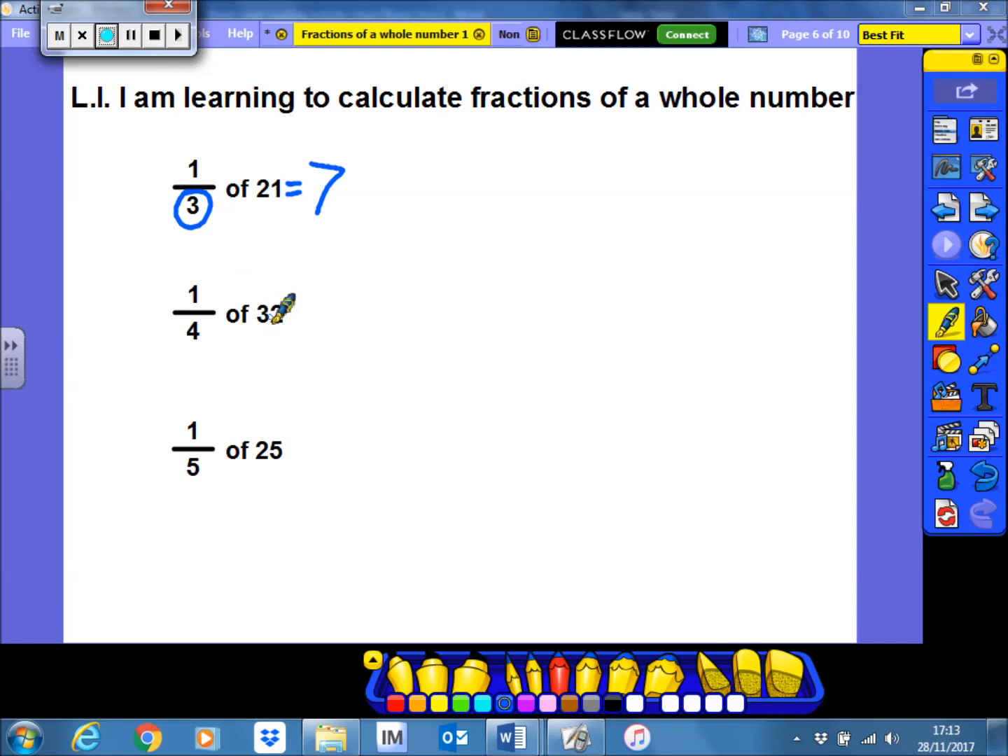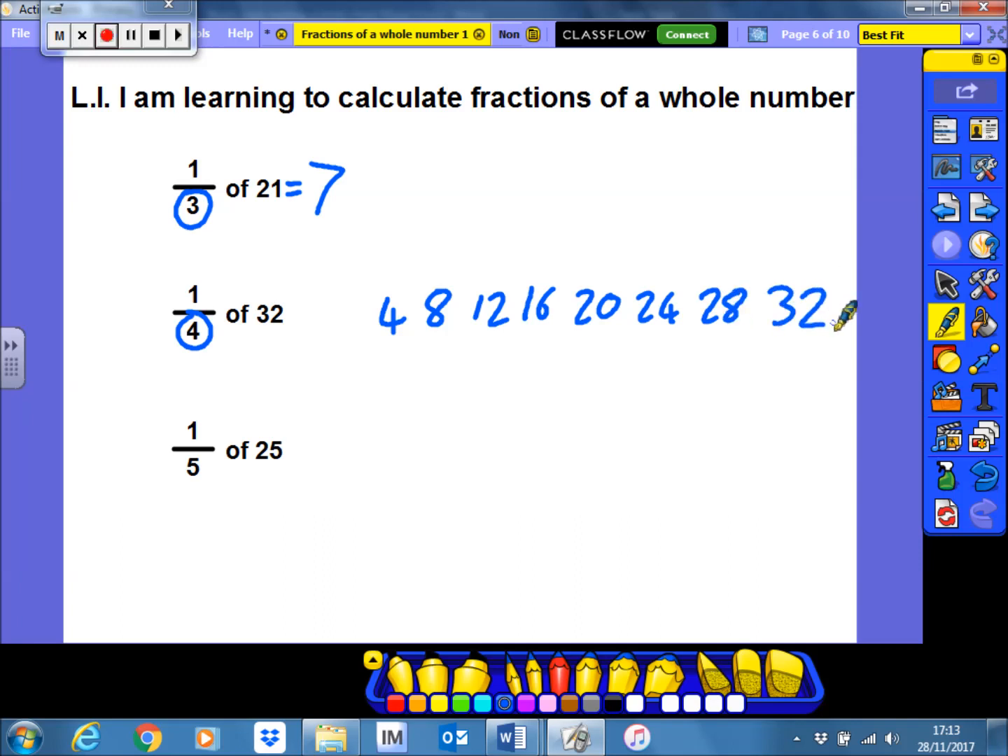Same thing applied here, but I'm going to be using my 4 times table because I'm working out a quarter of 32. So I do my 4 times table, 4, 8, 12, 16, 20, 24, 28, 32. In total, that was 8 stations. And so I will know that my answer is 8. A quarter of 32 is 8.